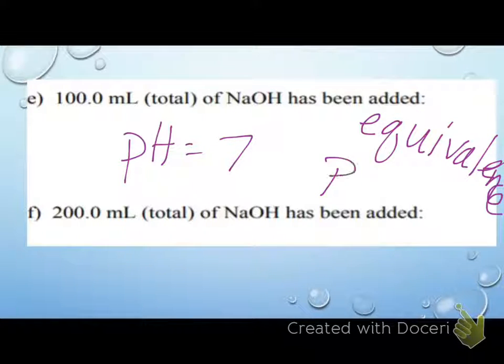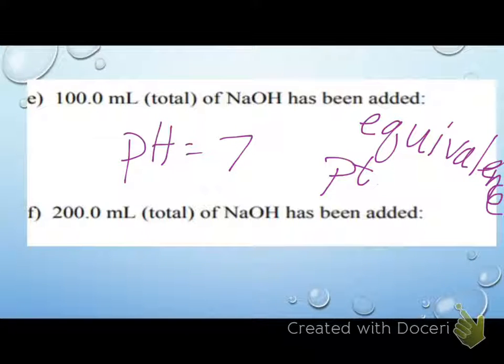I ran out of room. That's at the equivalence point. Strong gives you 7. Why can't there be two strongs, but one is stronger than the other? Strong acids and strong bases don't have Ka and Kb values. That's 100% dissociation. It's a one-to-one reaction where we're creating water, and it creates a neutral salt.